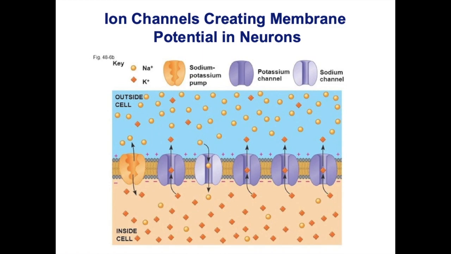And this is what maintains the difference in charge so that the outside of the cell is more positive than the inside, thereby giving it the resting membrane potential of about minus 70 millivolts. Remember, though, that there are also other types of potassium and sodium channels that you read about in the reading that are voltage gated, that inactivate and activate at different membrane potentials.